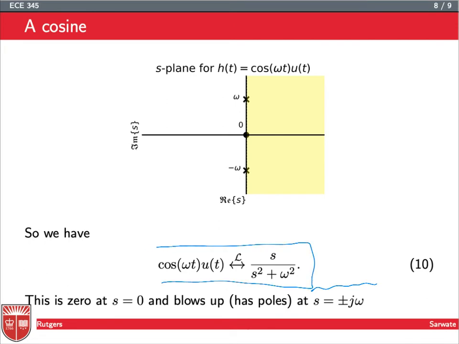We have this particular transform pair: cosine omega t u of t goes to s over s squared plus omega squared. As a little bit of exercise, try and do this for sine of omega t, and you'll get a very similar looking formula. But what we can see here is poles at plus minus j omega, and then there's a 0 at s equals 0. So this is a 0, and this is how we draw what we call the pole-zero diagram. We put zeros where the numerator is 0, we put a little circle, and then we put an x where the poles are, and the poles here are at plus minus j omega.